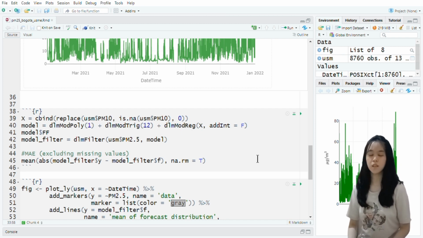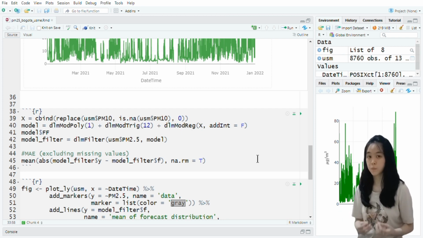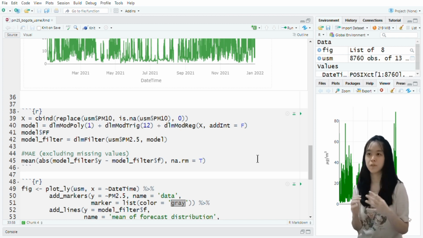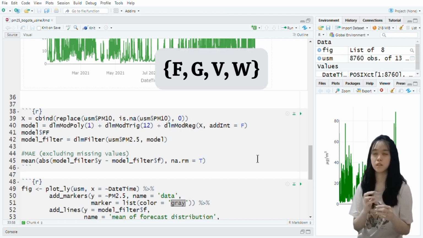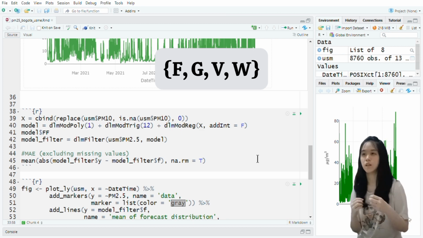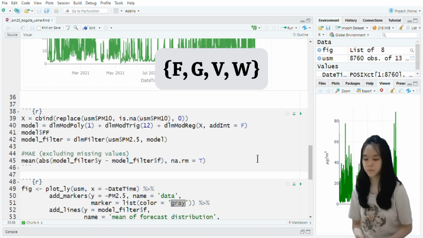So DLM, or dynamic linear model, is a specialized case of state space models. State space models have this representation of a quadruple of F, G, V, and W. F and G are sort of like the coefficients, and then the V and W are the variance matrices.